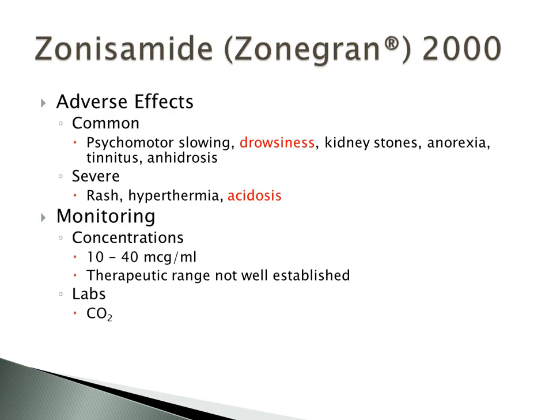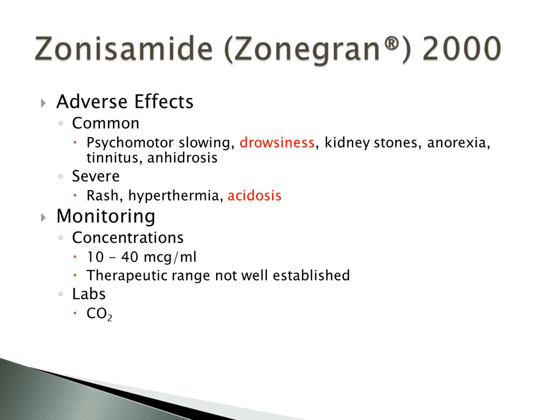Adverse effects, you can see common side effects: psychomotor slowing, drowsiness, again, kidney stones, anorexia, tinnitus, or anhidrosis. Anhidrosis is kind of interesting, would be the lack of sweating or lack of appropriate sweating. So that could potentially lead to something like hyperthermia if that went unrecognized, especially in a child playing on a hot day and the family didn't recognize that the patient wasn't sweating appropriately.